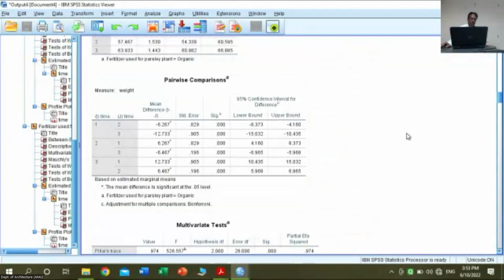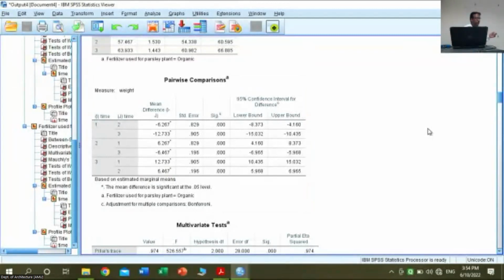And here this one is the important one, pairwise comparison. We did it earlier. Time 1 is compared with time 2. That means the 0 week weight is compared with the 3 weeks weight. And 0.000 means the value is significant. That means the weight of plants in the 0 week differs significantly from after 3 weeks. Similarly, the mean weight of plants in the 0 week differs significantly in the 6th week.